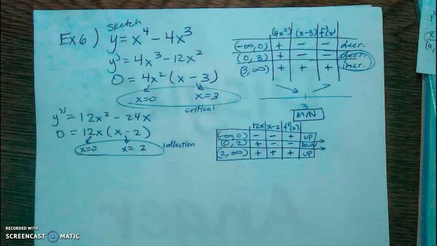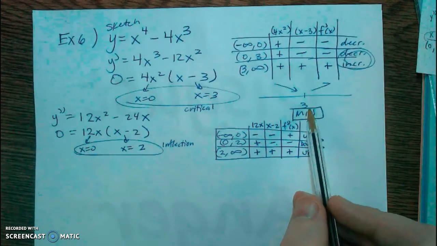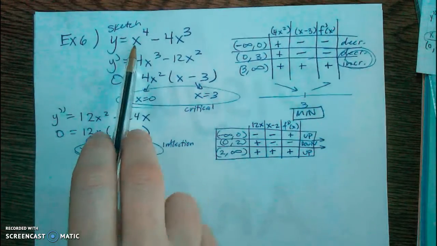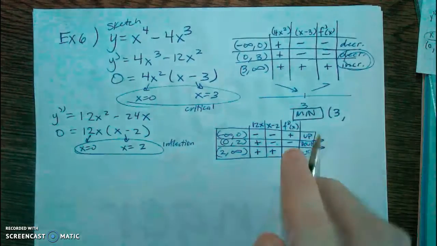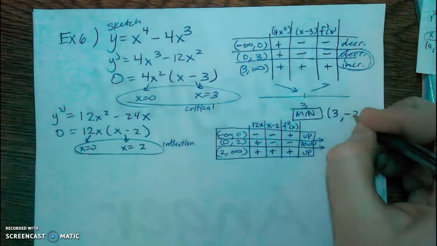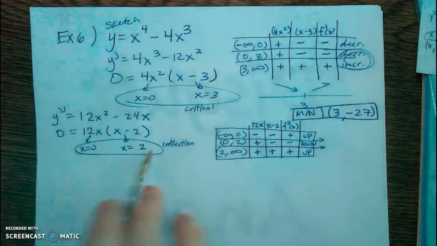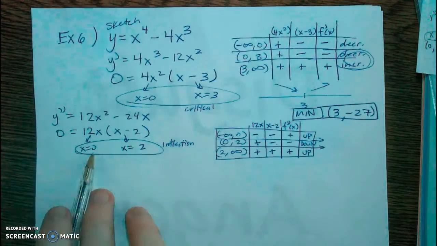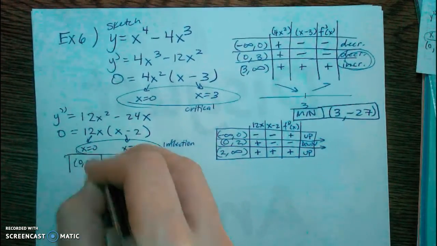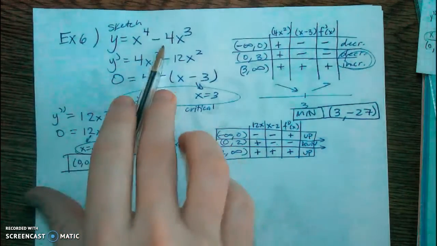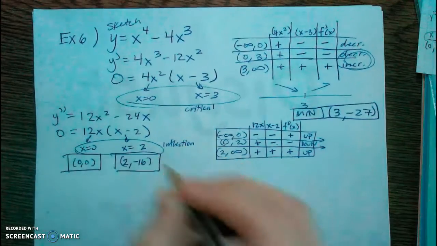So what we want to do is get actual points here. So my minimum is at 3. If I plug 3 back into the original equation, I can get an actual ordered pair. So 3 comma, if I plug in 3, I get negative 27 is my minimum. And then over here, these inflection points, because they're changing concavity, if I plug those in, if I plug in 0, I get 0 as an inflection point. And if I plug in 2, I get negative 16. So that's an inflection point.